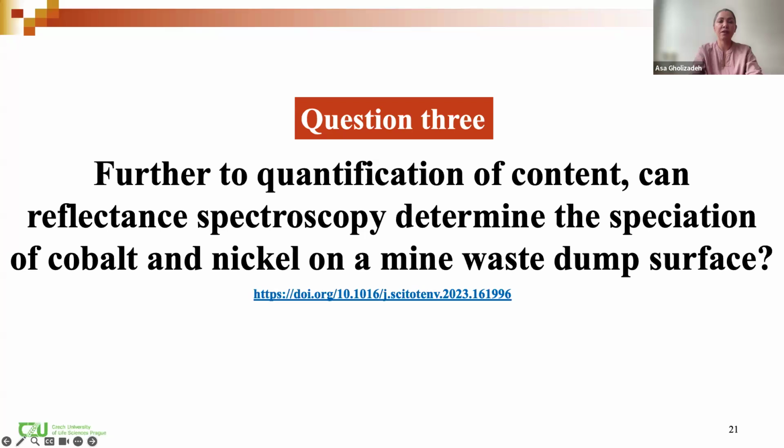Okay, first we decided to use proximal sensing to answer the next question, which was further to quantification of content. Can reflectance spectroscopy determine the speciation of cobalt and nickel on a mine waste dump surface? Actually, toxic elements released due to mining activities are among the most important environmental concerns, characterized not only by their concentration, but also by distribution among different chemical species, that is known as speciation. This study mainly aimed to explore the possibility of using visible near-infrared spectroscopy as a tool for assessment and determination of the cobalt and the nickel speciation.